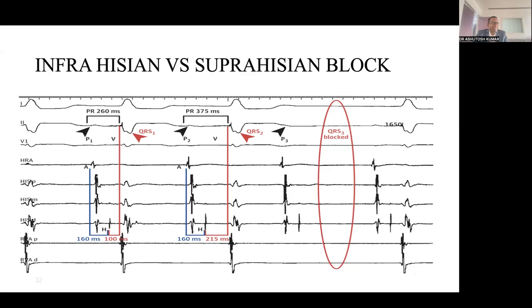Suprahisian. Why? They all are electrophysiologists. You have brought the right people in this one. Hmm? Suprahisian or infrahisian?